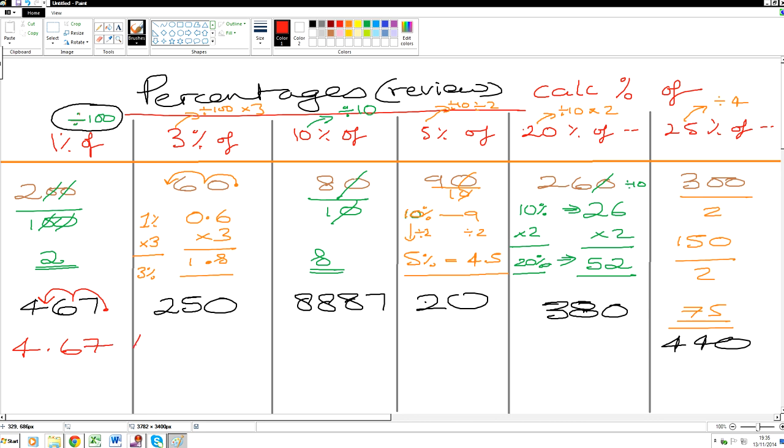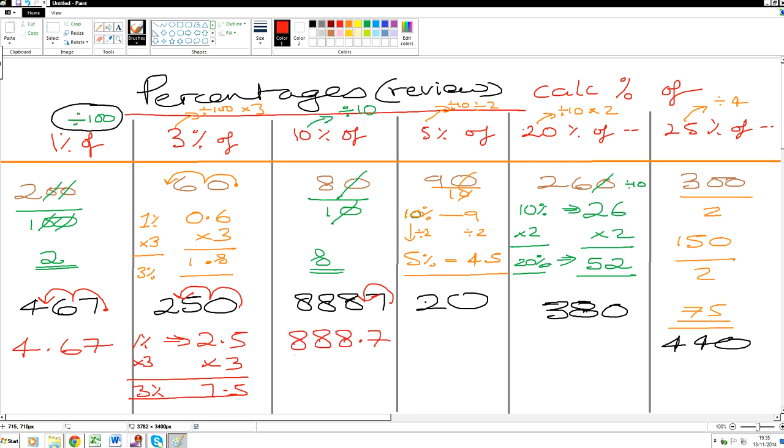So first of all, we start with 1%, so divided by 100. So 1% is equal to 2.5. Now to get to 3%, I times by 3. That's 7.5. So that gives you 3%, and that gives you 7.5. To work out 10% of 887, we simply divide by 10. So that gives you 88.7.